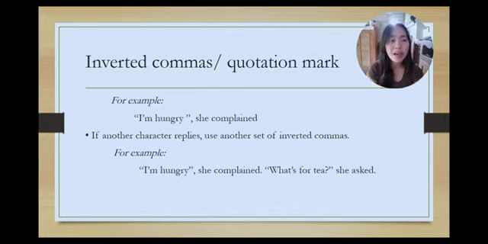For example, "I am hungry." So it is enclosed by open and closed quotation marks. Then, she complains. And then for another reply, you will use another set of inverted commas or quotation marks. "What's for tea?" she asked.